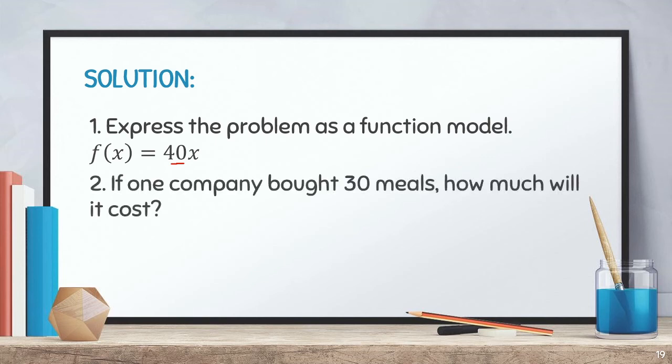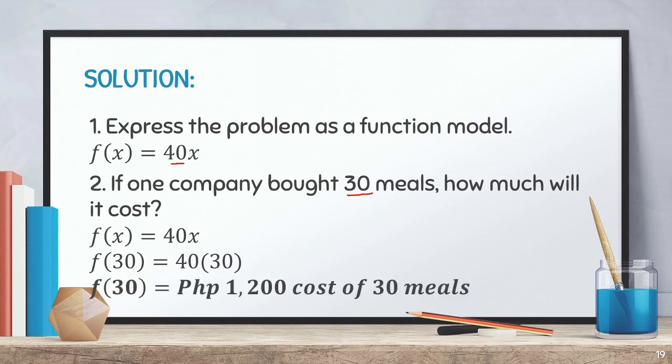And then, if one company bought 30 meals, how much will it cost? Okay, so what are we going to do with 30? We are going to plug it in for the value of x, or we replace x with 30. F of x equals 40x. F of 30 is now equal to 40 times 30. So f of 30 equals 1,200 pesos. So that is the cost of 30 meals.